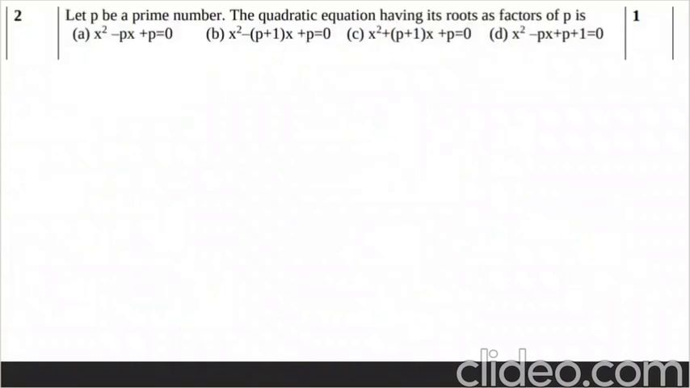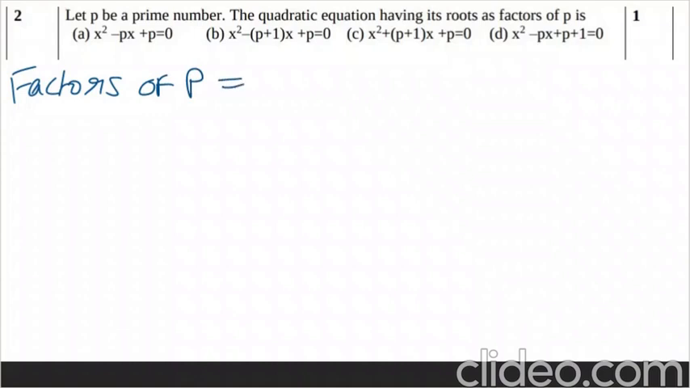Next question is: let p be a prime number. The quadratic equation having its roots as factors of p is. So you have to find the roots here. Now p is given, students, it is a prime number. For example, 3 is a prime number. What will be the factors? 3 and 1. Similarly, the factors of p will be p and 1.